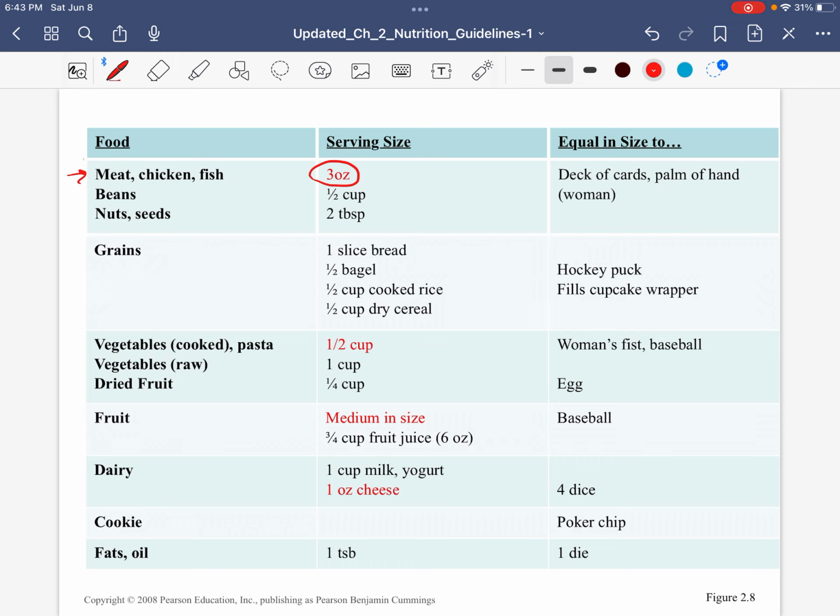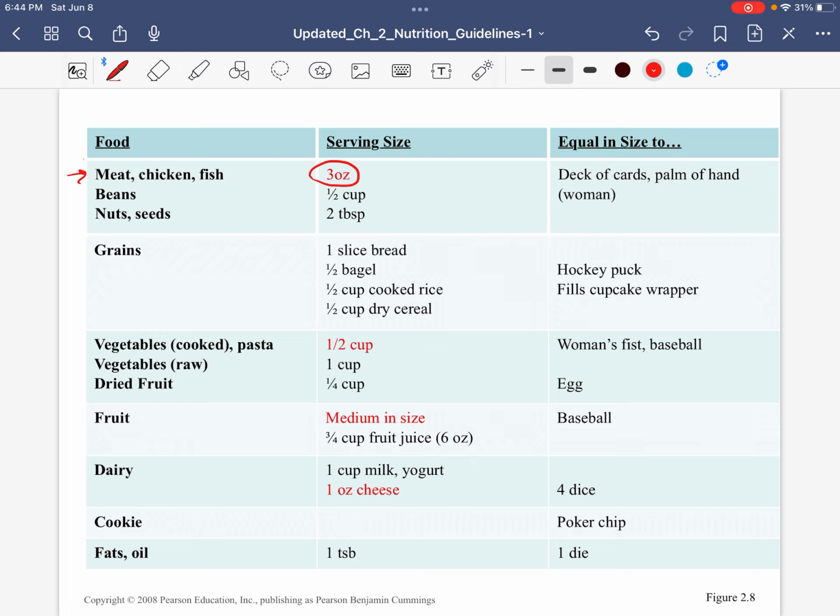A lot of times we use things to better understand, because, what is 3 ounces? We don't really know that. So think about a deck of cards. A piece of meat that's about the size of a deck of cards or the palm of your hand approximates about 3 ounces.